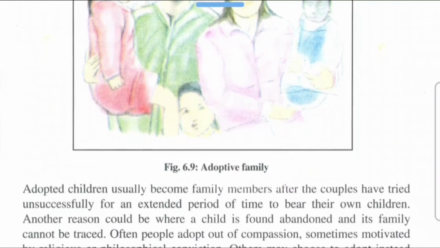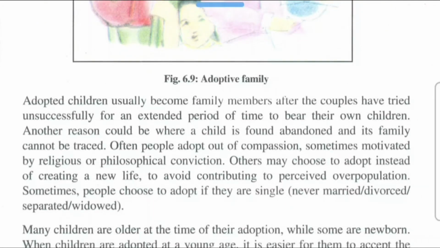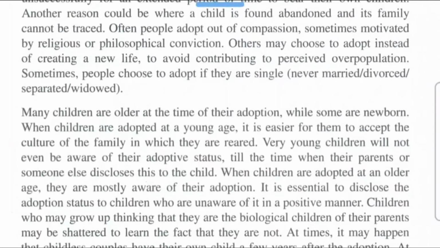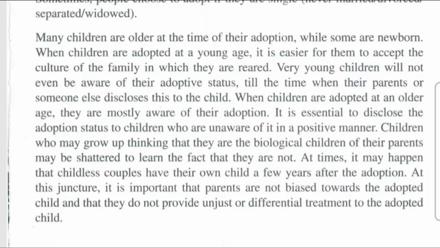Fig. 6.9 Adoptive family. Adopted children usually become family members after the couples have tried unsuccessfully for an extended period of time to bear their own children. Another reason could be where a child is found abandoned and its family cannot be traced. Often people adopt out of compassion, sometimes motivated by religious or philosophical conviction. Others may choose to adopt instead of creating a new life, to avoid contributing to perceived overpopulation. Sometimes people choose to adopt if they are single, never married, divorced, separated/widowed. Many children are older at the time of their adoption, while some are newborn.